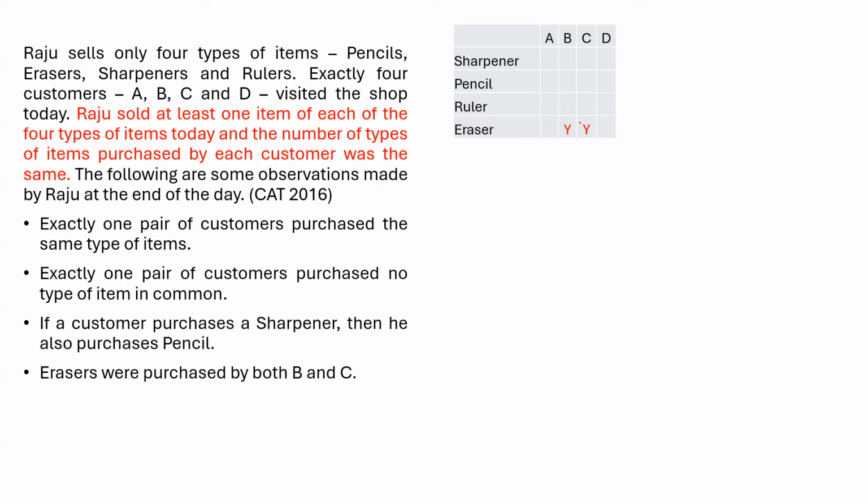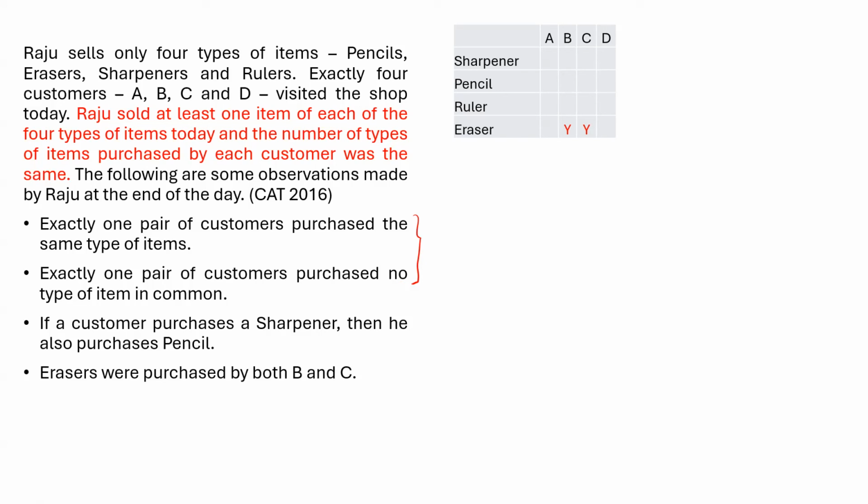Now let's understand a few things about this question. It says Raju sold at least one item of each of the 4 types of items today, and the number of types of items purchased by each customer was the same. This means each of the customers would have purchased only 2 items. Only then these could be tallied. There is no other possibility. If it becomes 3, it's not possible. If it becomes 1, it is not possible. So it has to be only 2 items purchased by each of A, B, C, and D.